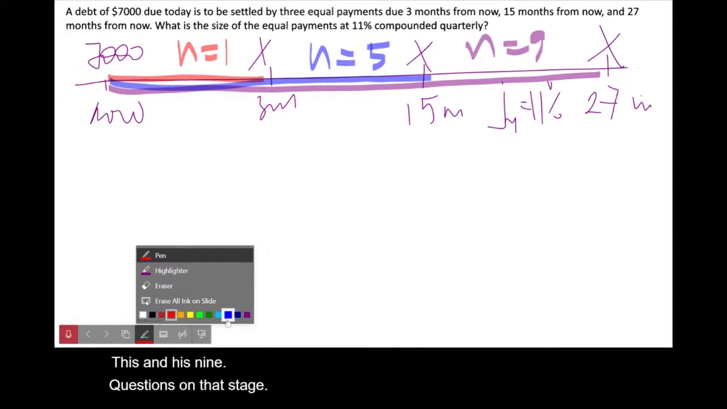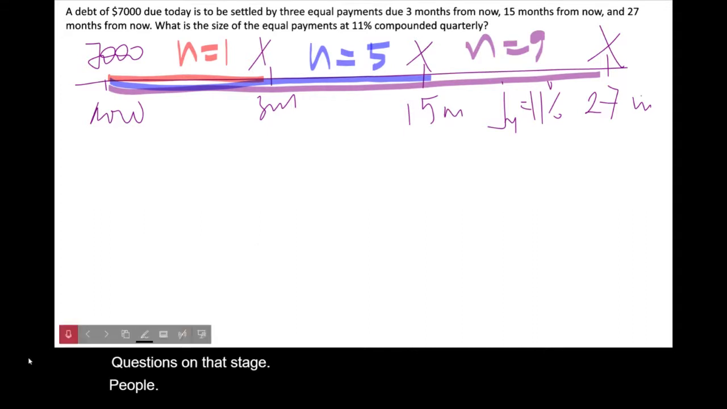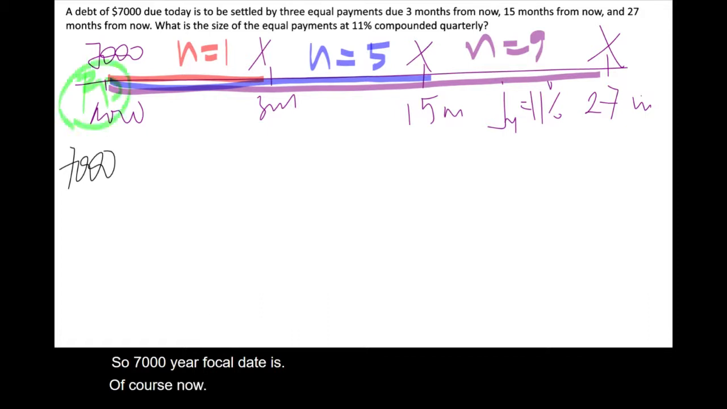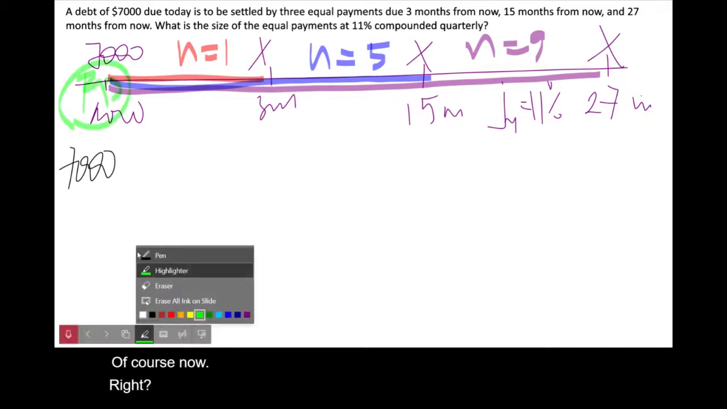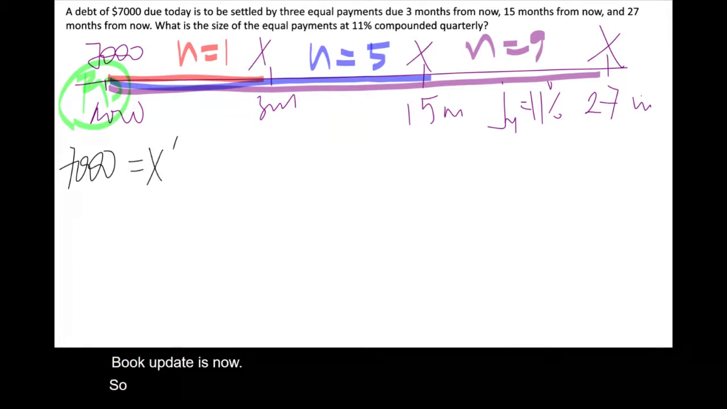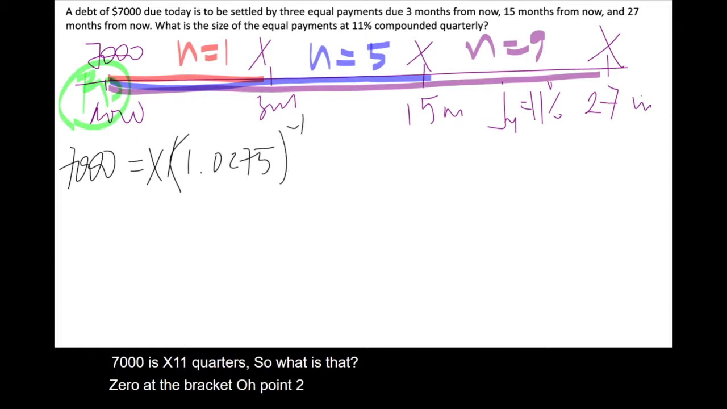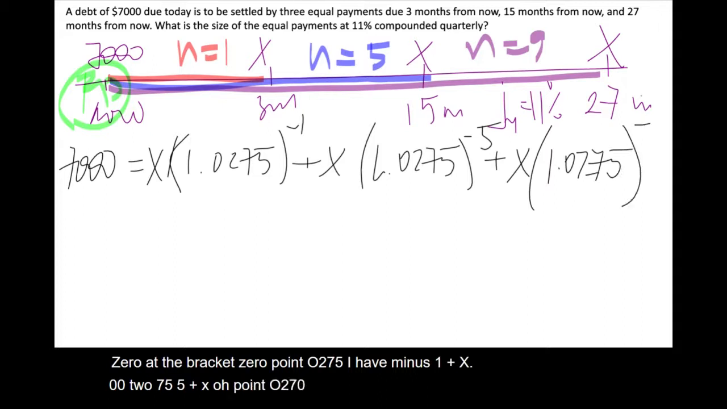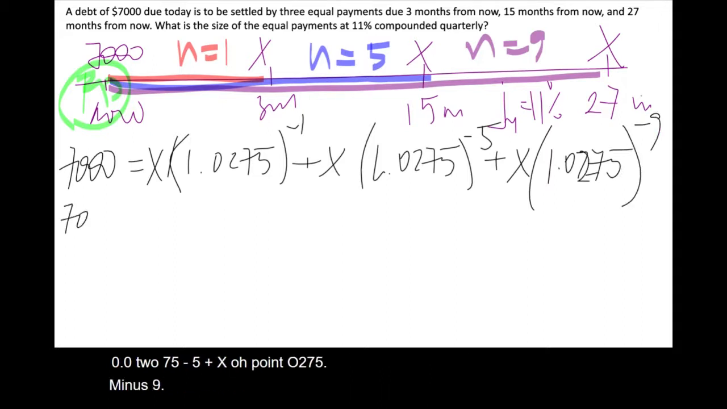People. So 7,000. Yeah, focal date is, of course, now, right? Focal date is now. So 7,000 is X. 11% quarterly, so what is that? Let's bracket 0.0275. I have (1.0275)^-1 plus X, (1.0275)^-5 plus X, (1.0275)^-9. So 7,000.